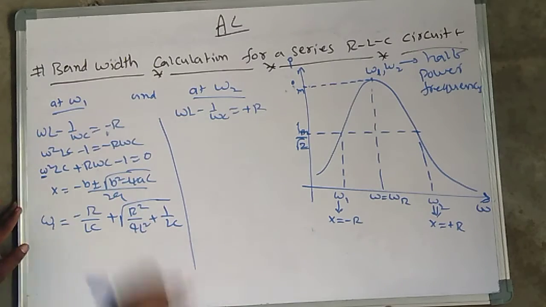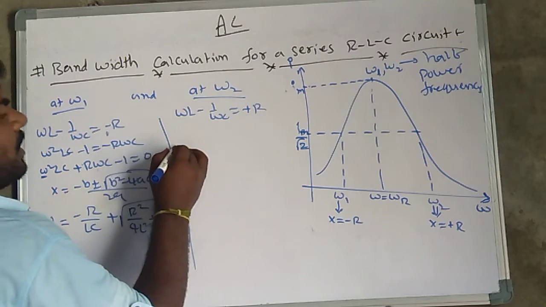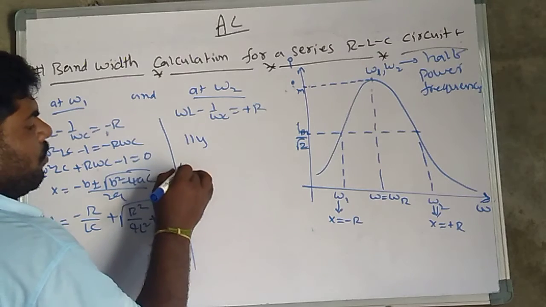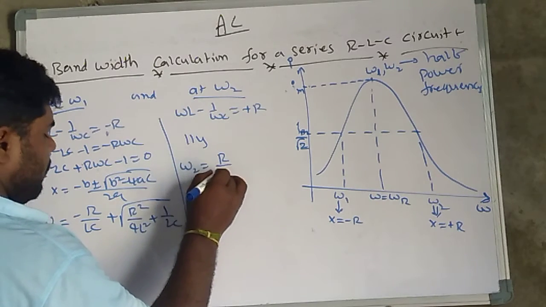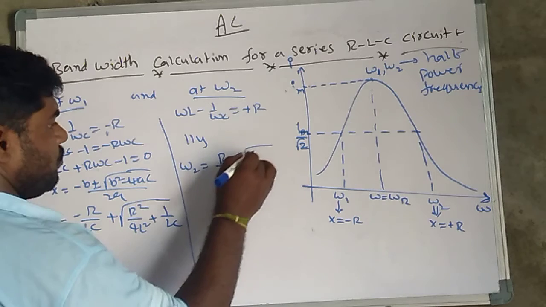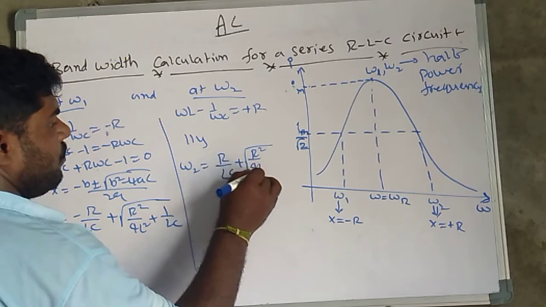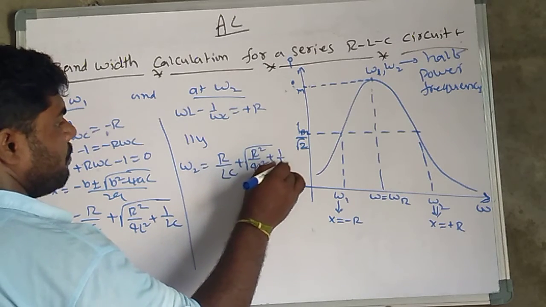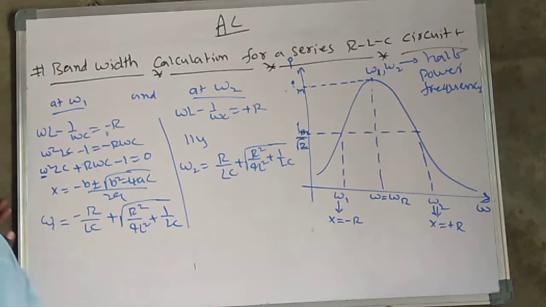Similarly, omega 2 is equal to R divided by 2L plus under root of R square by 4 L square plus 1 by LC. So you will get this.